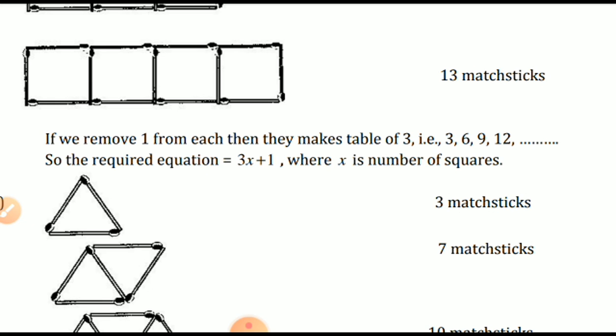Suppose there are 2 boxes. So 3 2s are 6 plus 1, 7 were there. Yes, it is right. 8 are there. 9 are there. 1 by 1 you can count. And at last 13. How many boxes can you find in here?